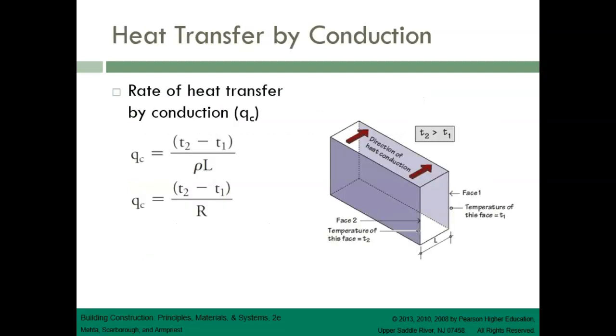To figure out the rate of heat transfer by conduction, or QC, we would first have to measure the temperature of both sides of the material. So QC is equal to T2 minus T1, and again, we would need to know the direction of heat conduction. My heat is transferring from face T2 to face T1. So T2 minus T1 would have to be divided by the R value, which is P times L.